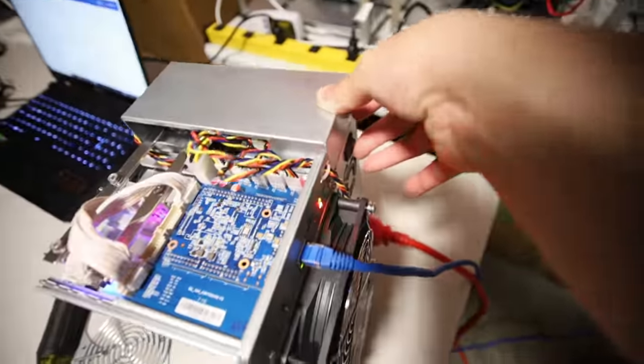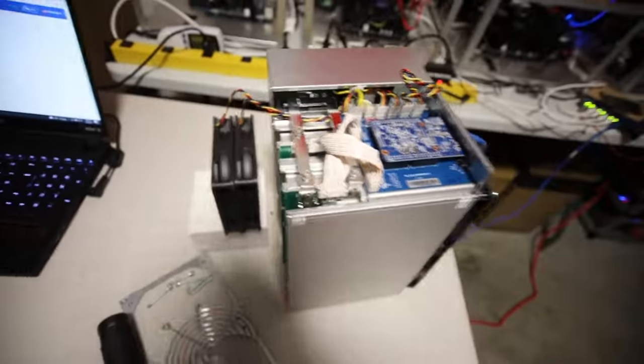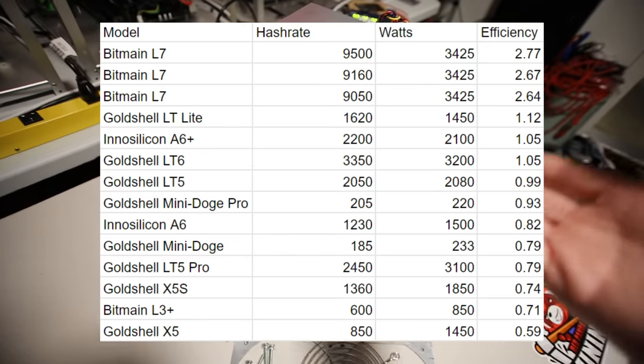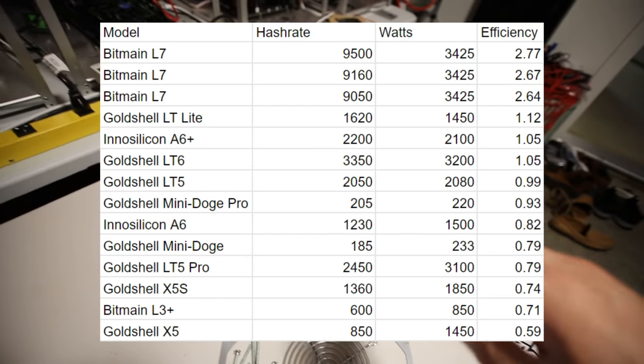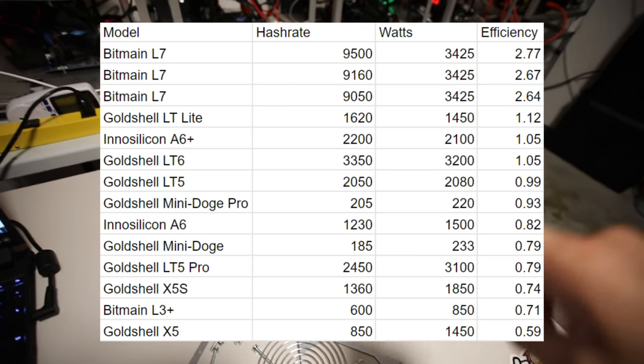So I guess we can just take it out right now. I'm gonna turn it off because there's no point in me mining with this thing. I mean, one side does work, but I would rather just get both of them going. There's no point, as this LT Lite is actually, I would say, the second best in terms of efficiency against the Antminer L7. I've talked about that before.